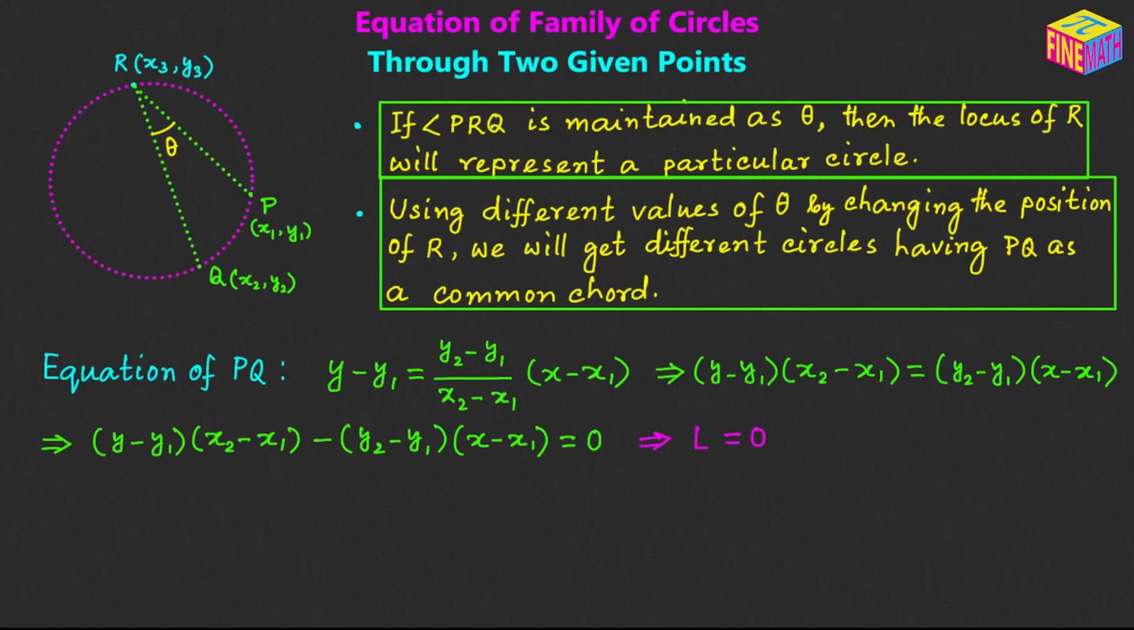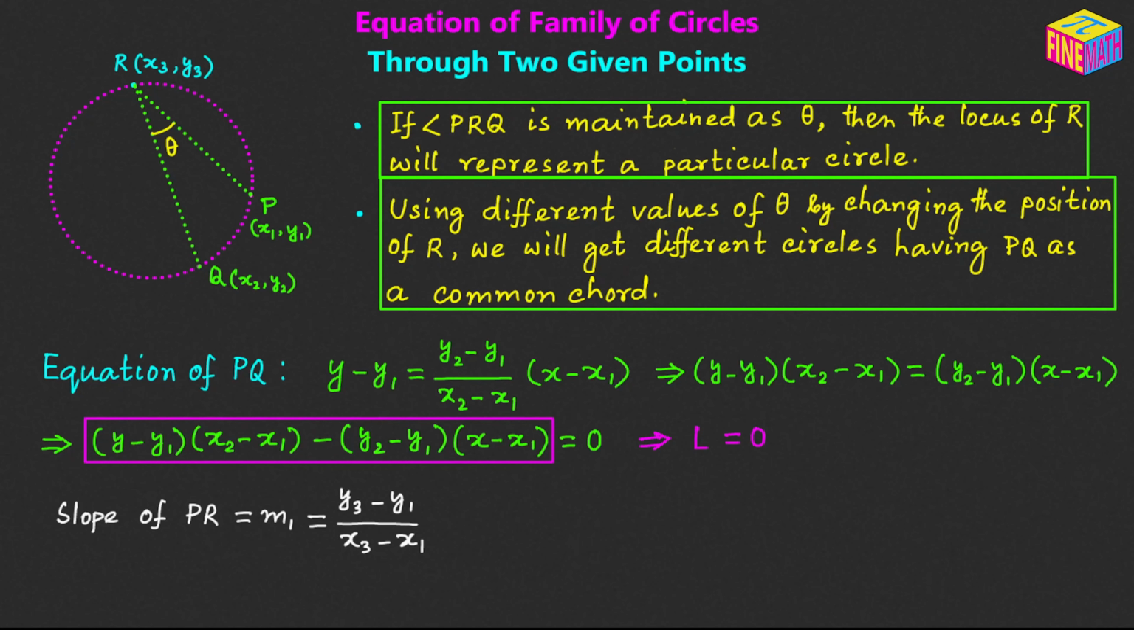And let's designate L for the left hand side expression for this equation of the straight line PQ, which is the PQ line. That's the common chord for the family of circles, right? So we can write the equation as L equals 0. Now let's try to find out the slope of PR and QR. The slope of PR can be written like this, and the slope of QR can be written like this.